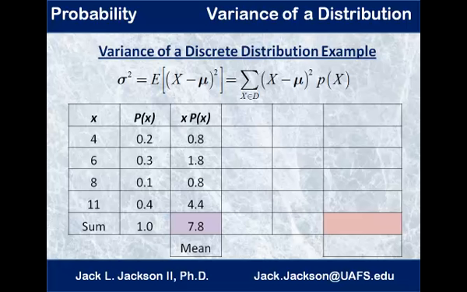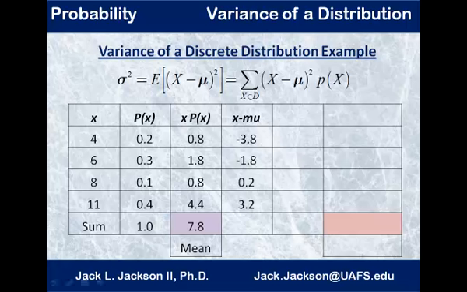Now we want to find all the x's minus the mean, the deviations from the mean, so x minus mu. So we're subtracting the 7.8. That x value of 4 is, x minus mu, not the probability, 4 minus 7.8, that's negative 3.8. So the x value of 4 is 3.8 below the mean.